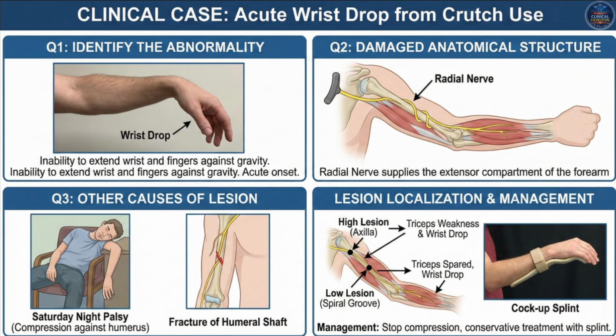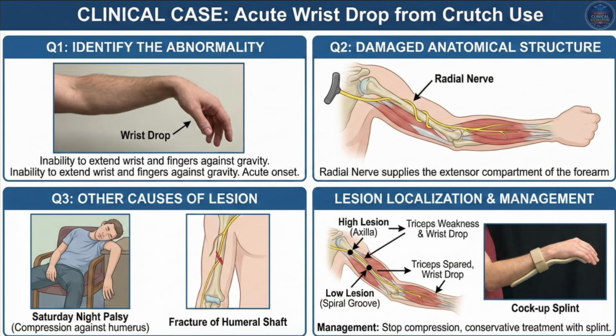The examiner will ask, how do you know where the nerve is damaged along its path? In our patient, the damage is high up in the axilla due to the crutch. A high lesion paralyzes the triceps muscle as well, causing loss of elbow extension.